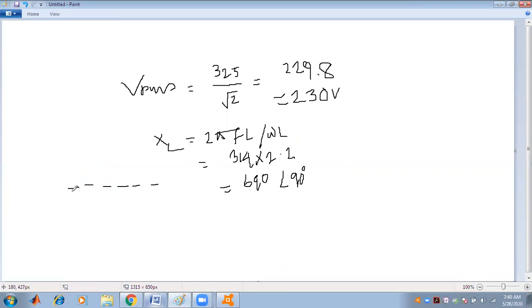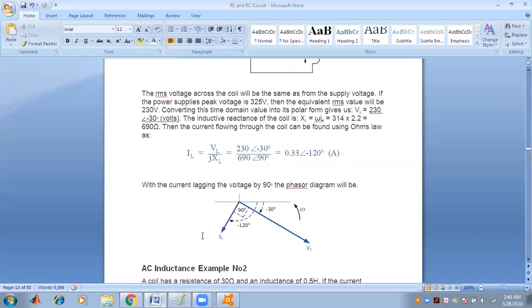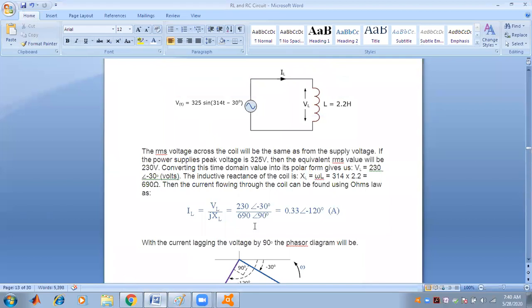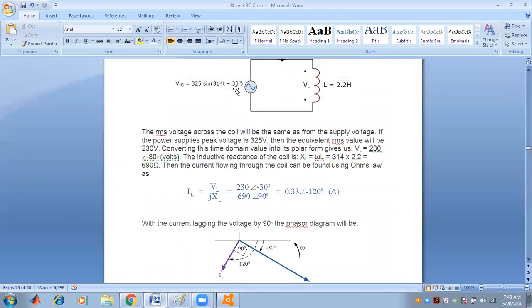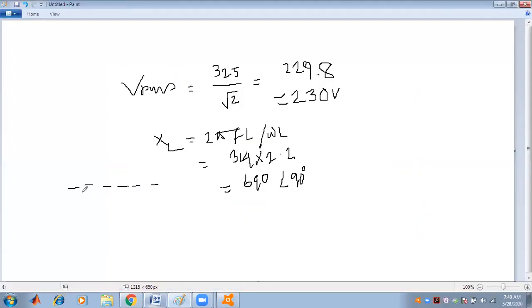Okay. So VL is 30 degrees lagging, from that equation, having a value of 230. So it is minus 30 degrees: A sine omega t minus 30 degrees, 314 minus 30 degrees. So the VL will be lagging by an angle of 30 degrees with respect to the reference.